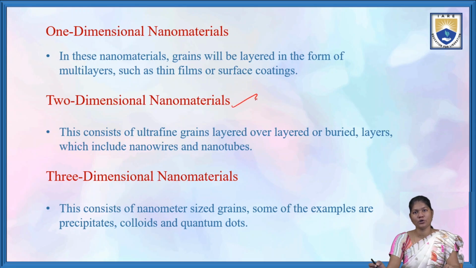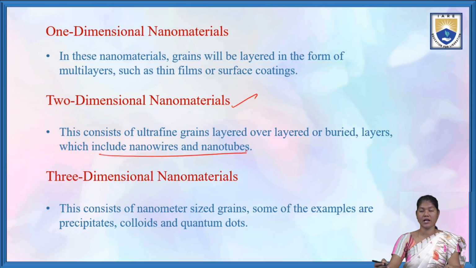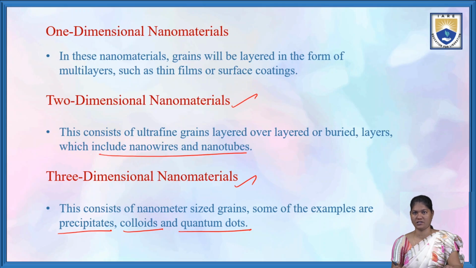In the two-dimensional nanomaterials, this consists of ultra-fine grains, layered over layered or buried layers, which can include nanowires and nanotubes. In the three-dimensional nanomaterials, this consists of nanometer-sized grains. Some of the examples are precipitates, colloids, and quantum dots.